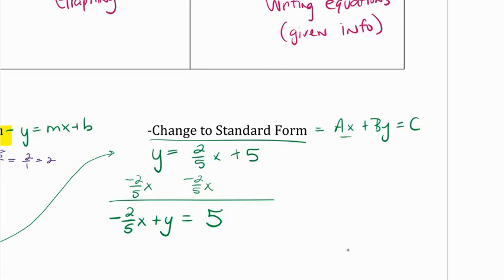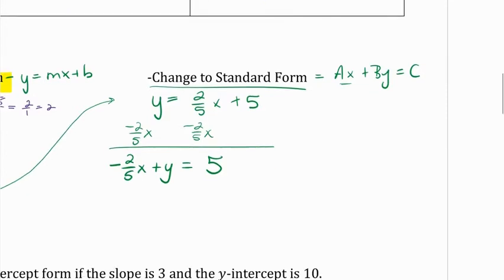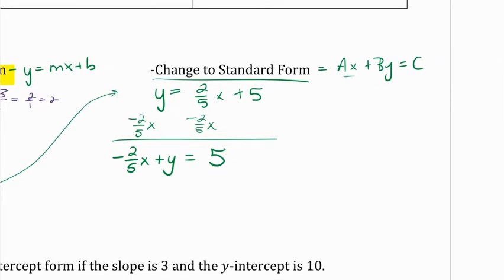The only catch is I don't want fractions when I have it in standard form, right? And I also, in standard form, I always want a to be positive. So we want our a to be positive. Okay, so that means I need to get rid of that fraction. Well, luckily, a couple units ago, before we were all home with e-learning, we learned how to multiply an entire equation by something to get rid of the fractions, right? So if I want to get rid of that fraction, I need to multiply by a common denominator. So I'm going to multiply this whole equation by that 5.